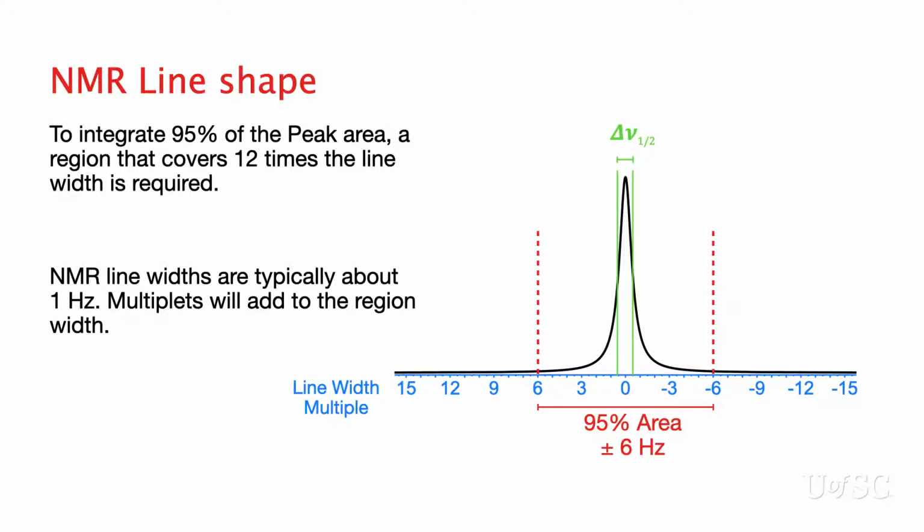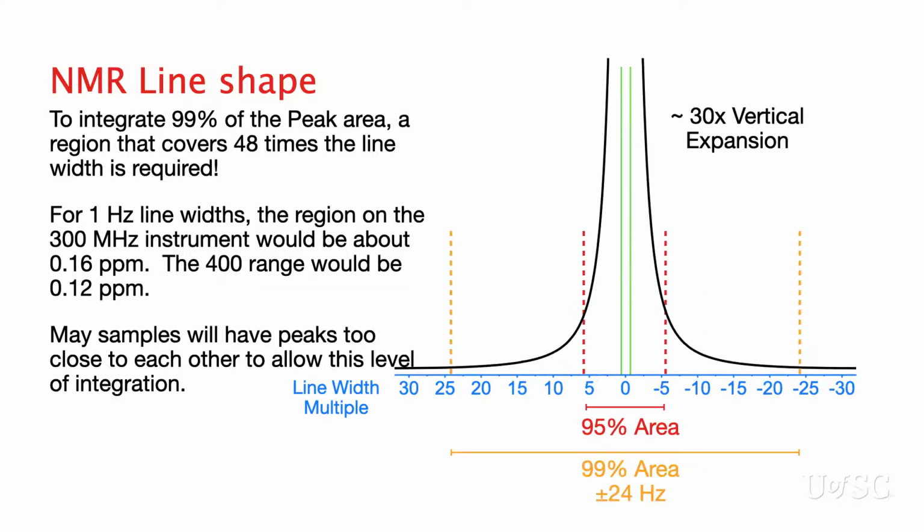Typical NMR lines have about a 1 Hz line width, but many peaks are broader. For multiplets, this area starts from the outer lines and the total region needed can become quite large. To measure 99% of the peak's area, the integral region has to span almost 50 times the peak width. In many spectra, with peaks closely spaced, this is not possible and deconvolution should be used if you require accurate peak intensity measurements.